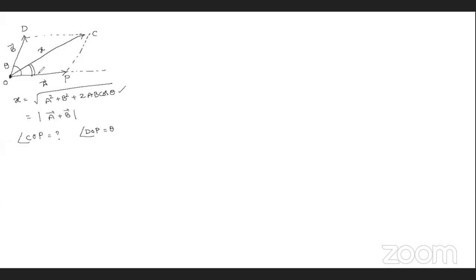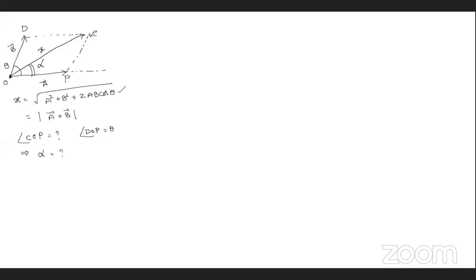Even I don't know this angle, so I am assuming it as some angle alpha. Angle COP, I am taking as alpha. Alpha equals how much? This is the question. Directly, I can't write tan alpha or cos alpha or sin alpha or cot alpha, because OCP is not a right angle triangle. So to form a right angle triangle, what to do?